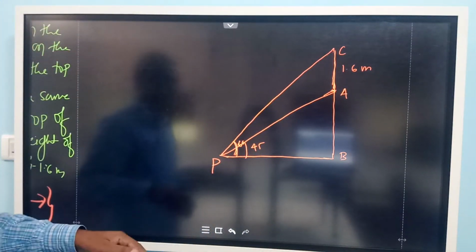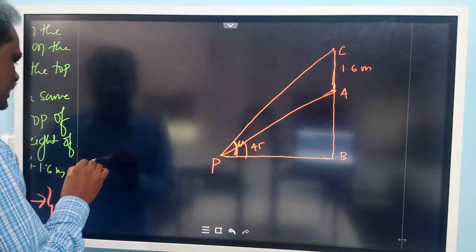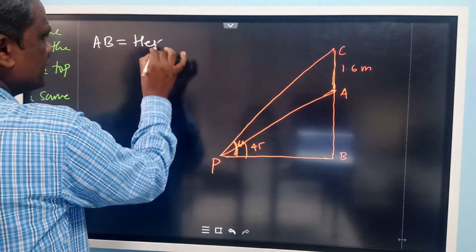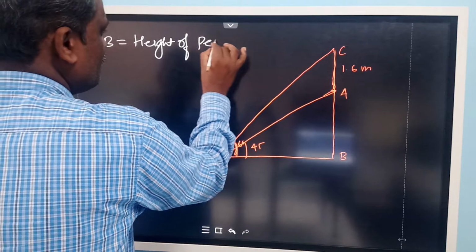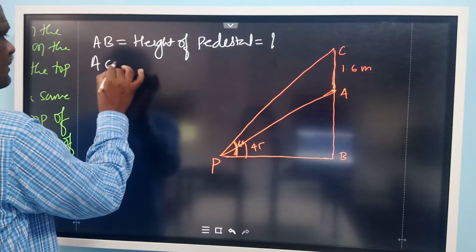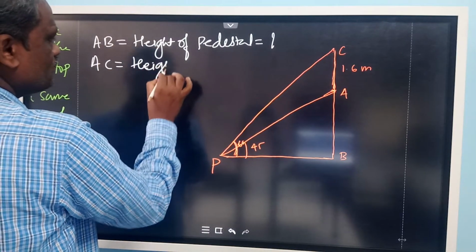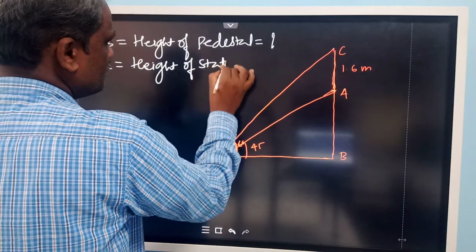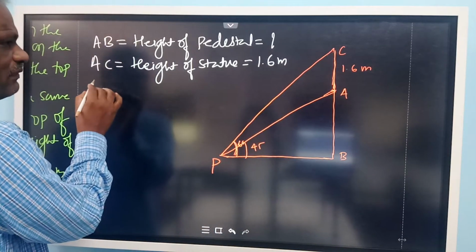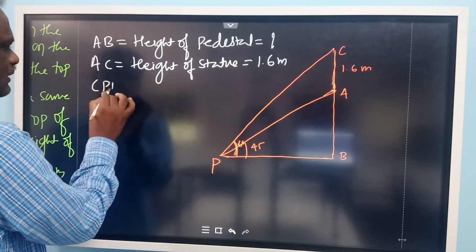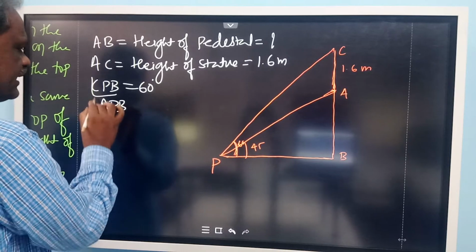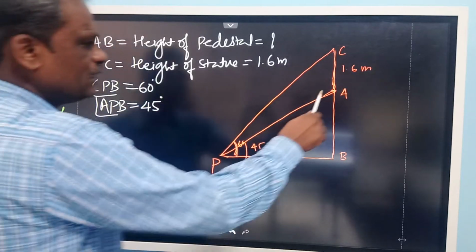Now, with reference to this diagram, let us write the information. AB is equal to the height of the pedestal, we need to find out this one, question mark. Then AC, the height of the statue, is 1.6 meter. Then the angles of elevation from the point P, that is CPB, you can write as 60 degree. Then APB, you can write as 45 degree. So we need to find out the length AB.